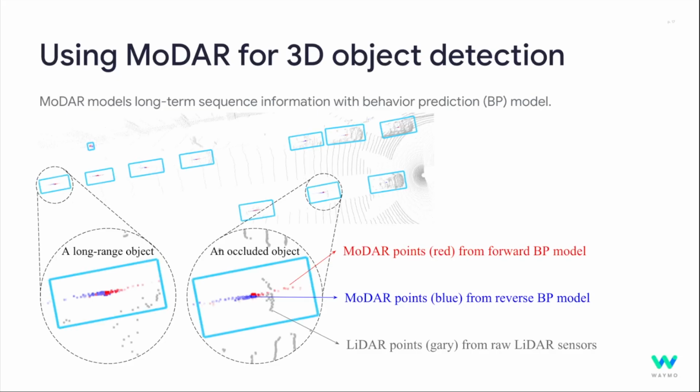Using motion forecasting, we generate virtual points that we call MoDAR points, marked in red and blue. MoDAR stands for Motion forecasting based Detection And Ranging, named in a similar fashion to LiDAR. Note that for an off-board system, we can have reverse motion forecasting to predict the past trajectories from future observations. Any point cloud-based detector can then take the union of MoDAR and LiDAR points for 3D detection. In the next slide, we will introduce in more detail how to generate MoDAR points from a sequence of LiDAR point clouds.